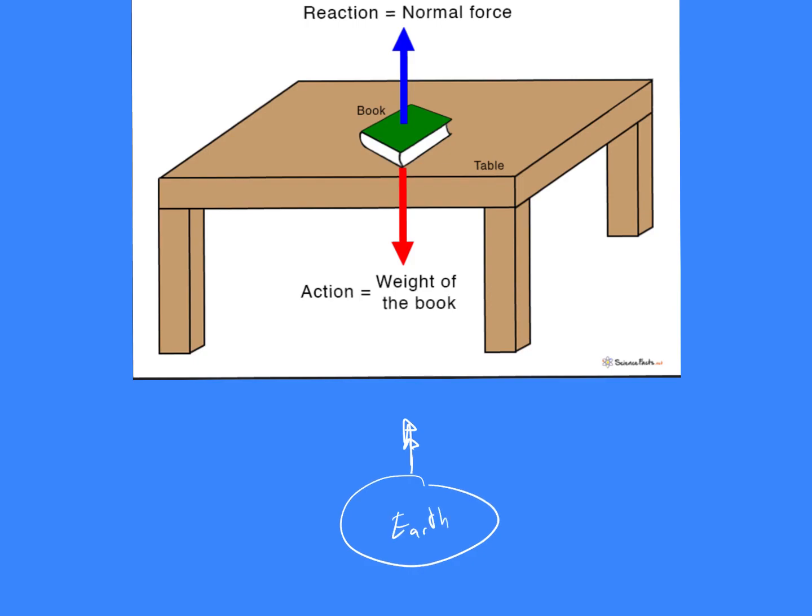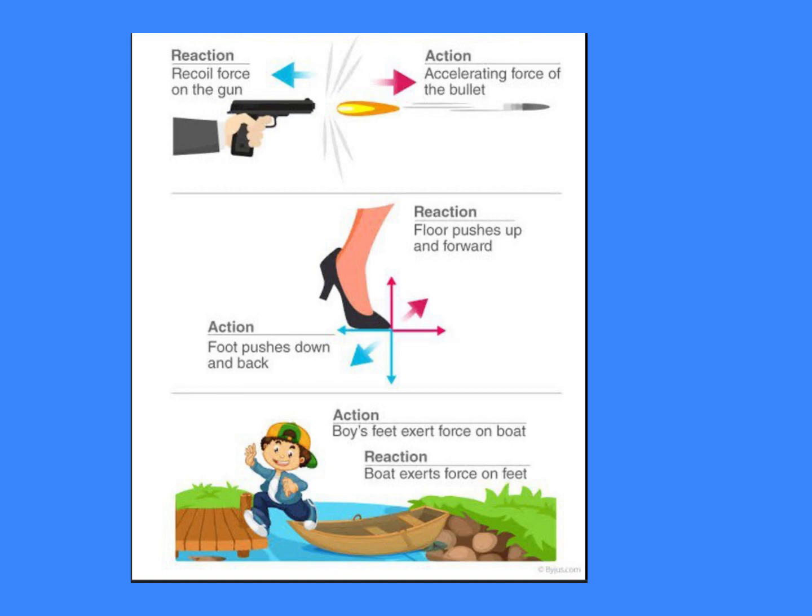Okay, this normal force is the force that the table is doing on the book. So what is the reaction? The reaction is the force that the book is doing on the table. Same magnitude, normal reaction. The reaction is going on the table. So it's a different thing.